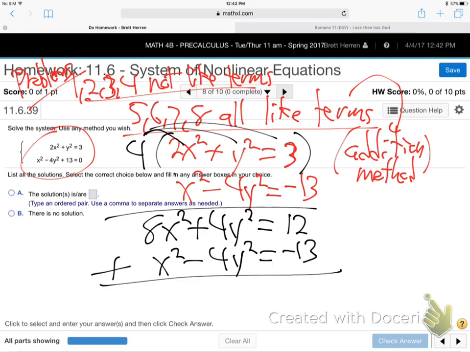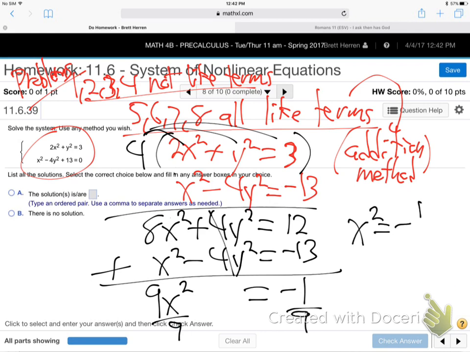And then you add them up. So you get 9x squared. The y's cancel, negative 1. See, we've almost got x. See how much better this is? Divide by 9. X squared is minus 1/9.